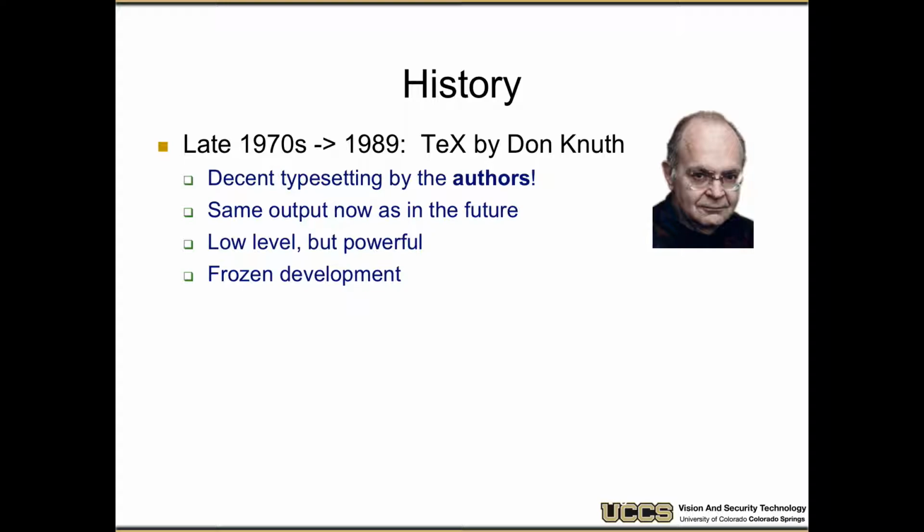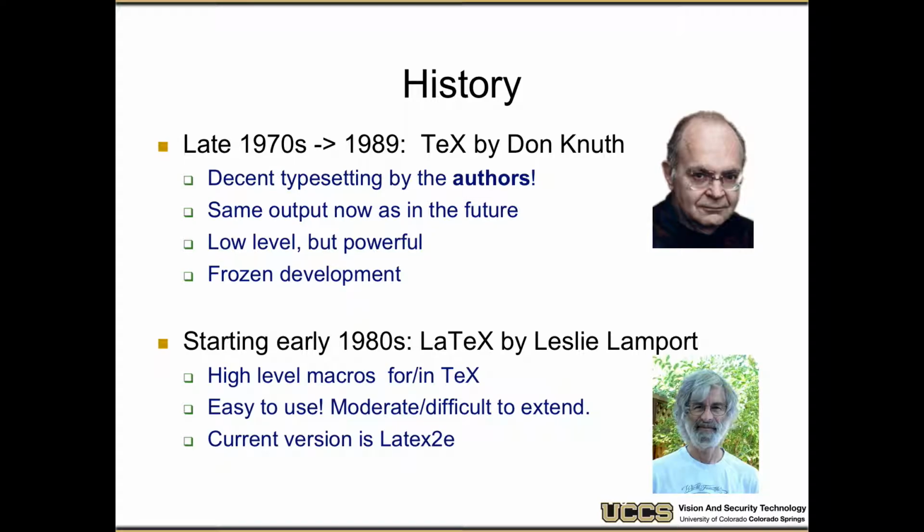Knuth invented TeX in the 70s and kept developing it through '89. He really wanted decent typesetting by the authors, and really pushed the idea that scientists should publish their own papers. The output is the same now as in the future, so things didn't change a lot. It's low level but powerful, and sort of frozen in development. Knuth stopped working on it. He actually had a bug bounty for a while. You could get paid if you could find a bug, but it's actually a pretty small and compact program.